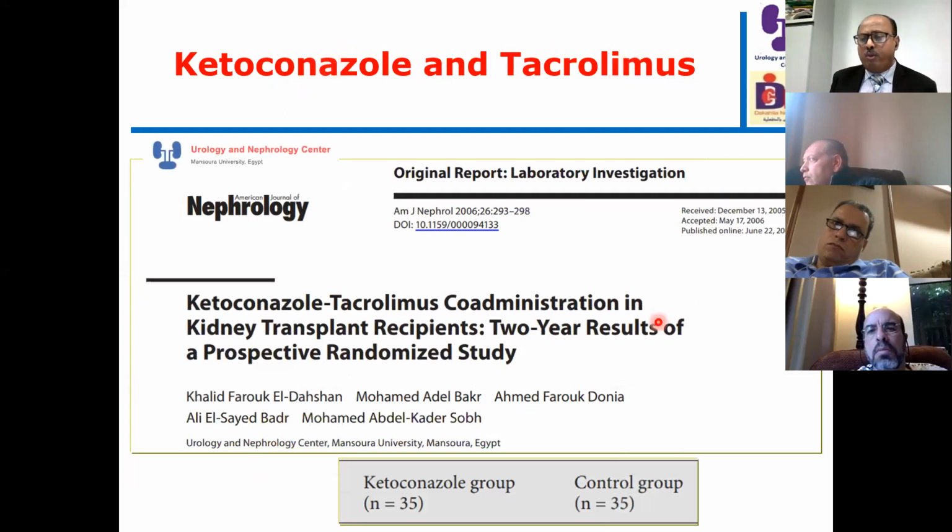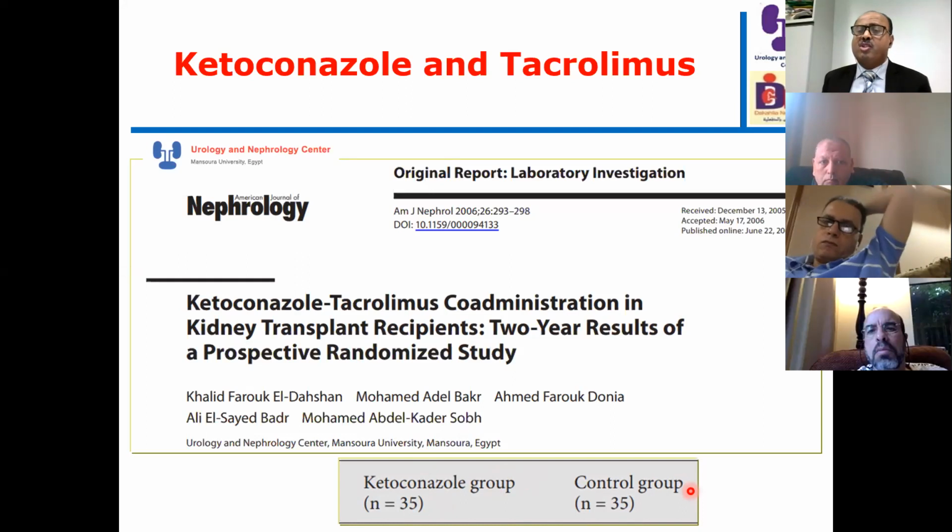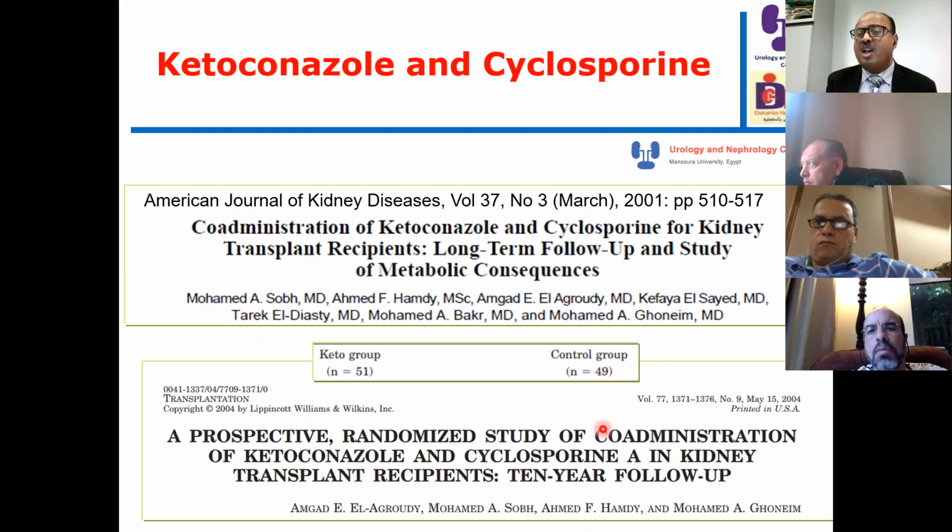I want to share with you our experience at the Urology and Nephrology Center with the use of ketoconazole, because this was a very smart idea of Professor Sobh a long time ago with cyclosporin. And this is the ketoconazole tacrolimus co-administration. This is a randomized controlled study. Each arm included 35 patients, the ketoconazole group and the control group. And we succeeded in this study to reduce the dose and the cost of tacrolimus by more than 50%. More experience was witnessed with cyclosporin.